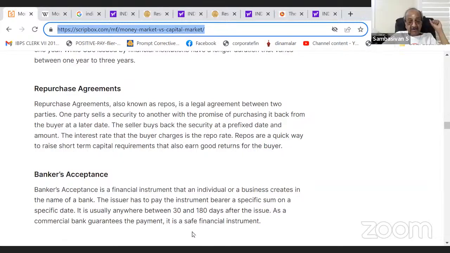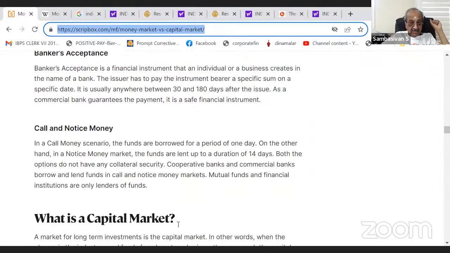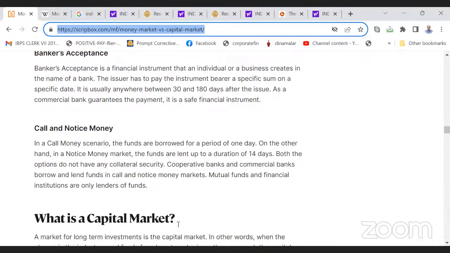Very good. Next, we will go to our Ravi Kumar. Call and notice money. In a call money scenario, the funds are borrowed for a period of 1 day. On the other hand, in notice money market, the funds are lent up to a duration of 14 days. Both options do not have any collateral security. Cooperative banks and commercial banks borrow and lend funds in the call notice money market. Mutual funds and financial institutions are only lenders of funds.